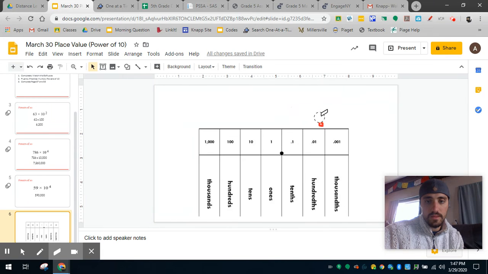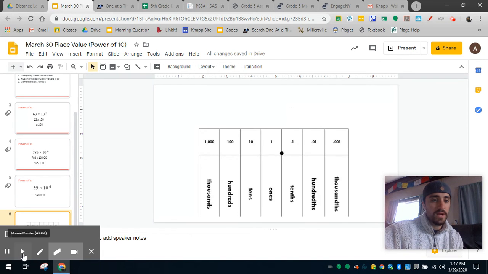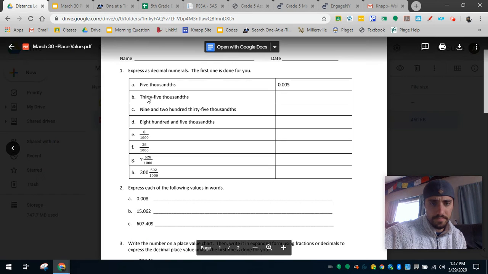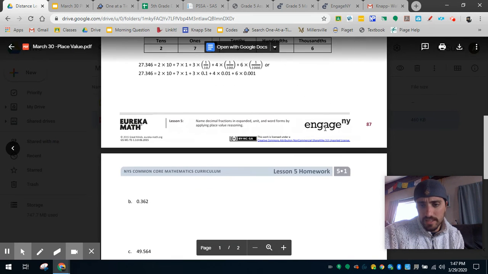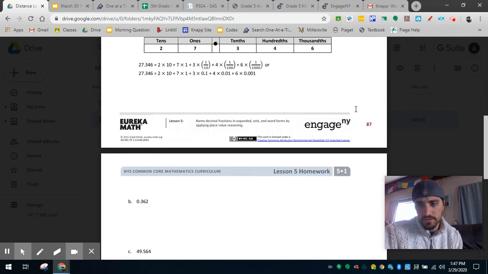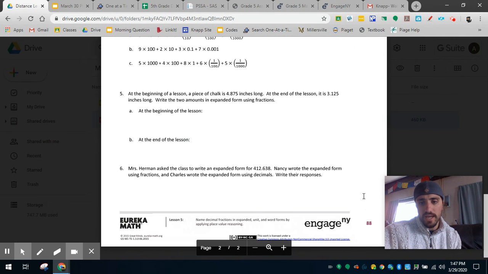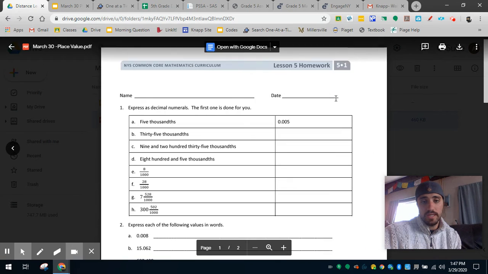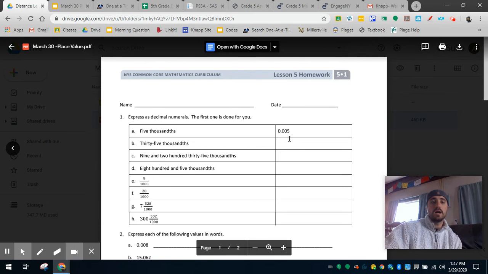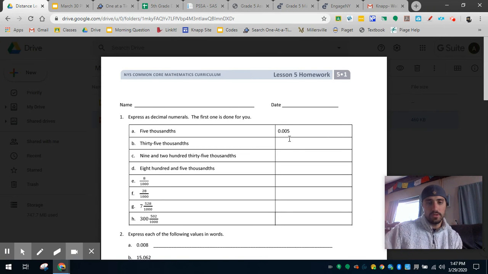Okay. So here's what your independent practice is going to be. It's going to be this worksheet. And you can see that it's page 87 right here, just so you can see in the future, page 87 and page 88. So your expectation is to do these 2 pages. We're going to go through 2 of these problems, or a couple of problems together, and then you're going to complete the rest of them.